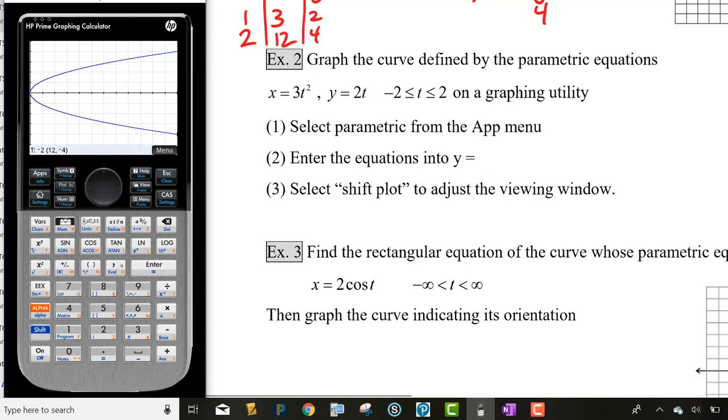And there you can see what we graphed before, which is that parabola on its side. And if we were to touch the graph in various places, you can see that down here t is equal to negative 1.67, t is negative 1.29, t is negative 0.62. Up here, t is equal to a positive number. So you're able to tell by just looking at the points which direction the graph was drawn.